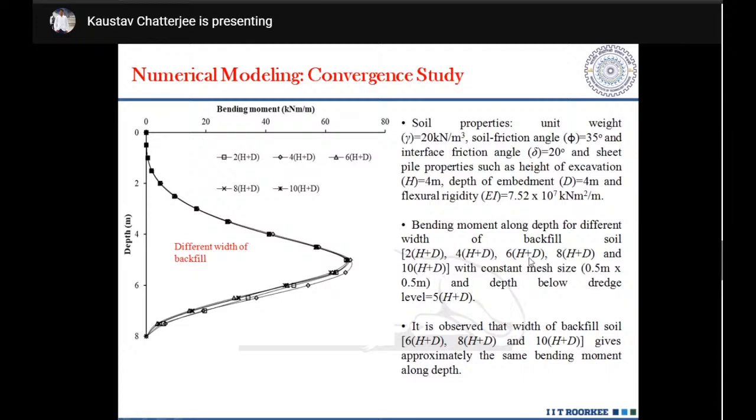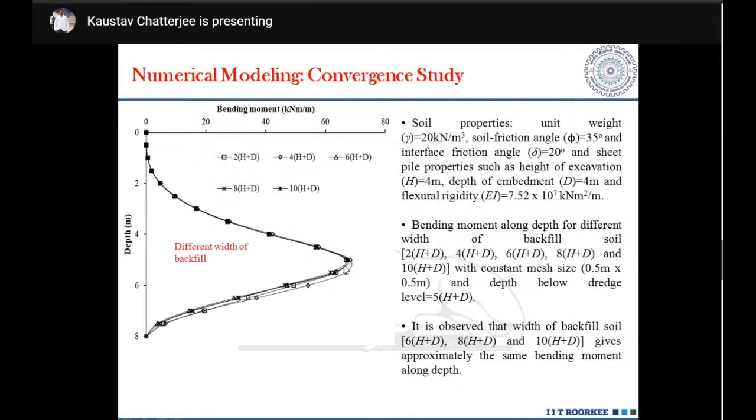Next, we have determined the magnitude of bending moment for different widths of the backfill. That is, for this case, we are determining the width of the backfill. That is our main target. You have to know that. So for that, we have to assume the other 2 parameters. I have taken a 0.5 meter by 0.5 meter mesh size, and a depth below the dredge level of 5 into H plus D. With this, I have run the analysis and obtained the bending moment.